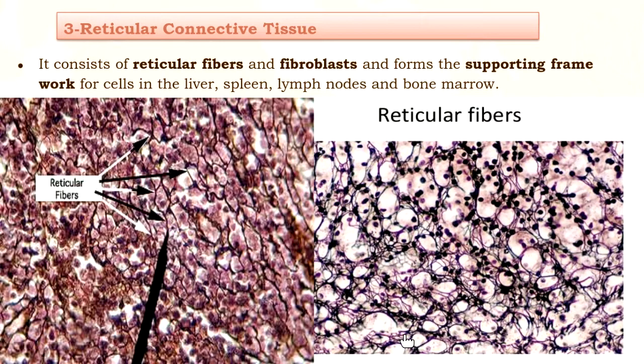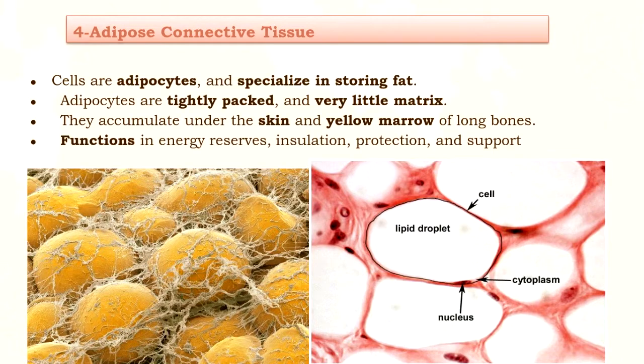Adipose connective tissue, as the name suggests, here we will have more amount of adipose tissue. Adipose cells, or adipocytes, are nothing but the fat cells. See here in the first pictorial presentation, these are the fat cells, the yellow appearing. The cells are adipocytes and specialize in storing fat. The adipocytes are tightly packed with very little matrix. They accumulate under the skin and in the yellow marrow of the long bones.